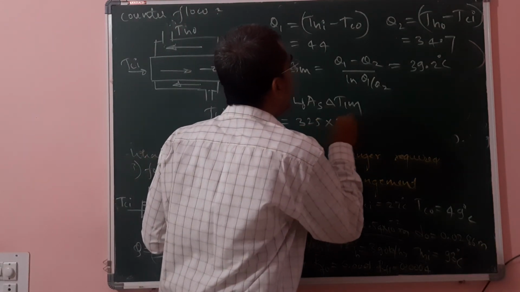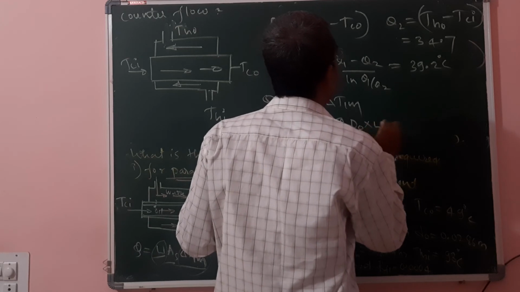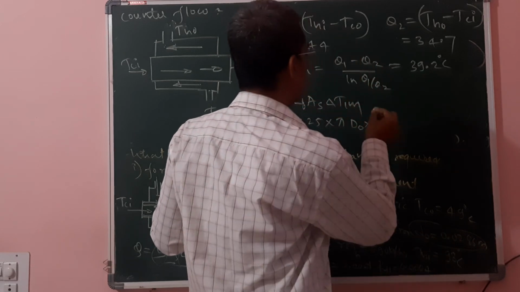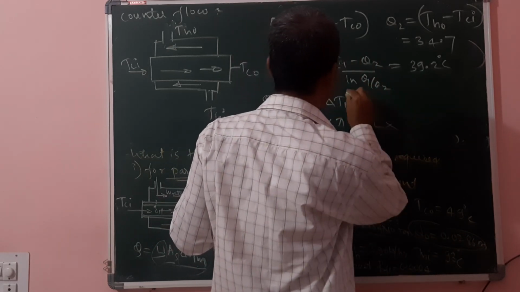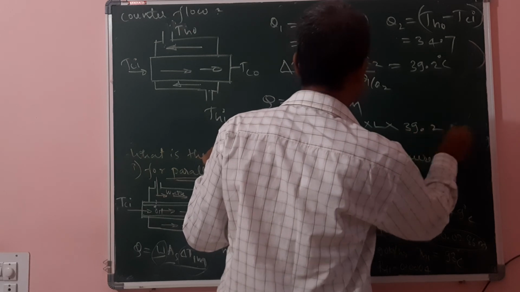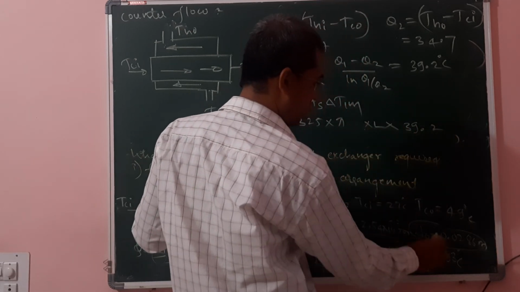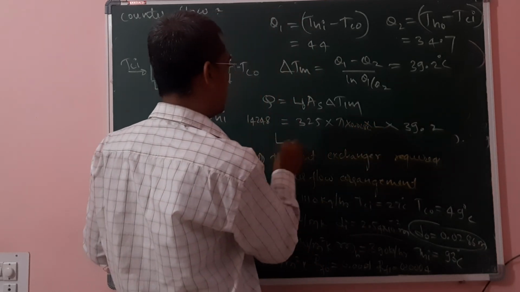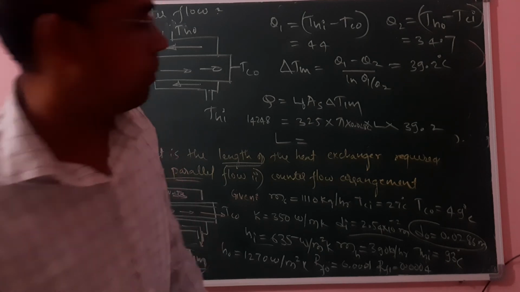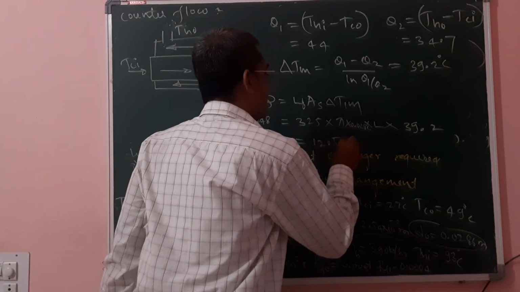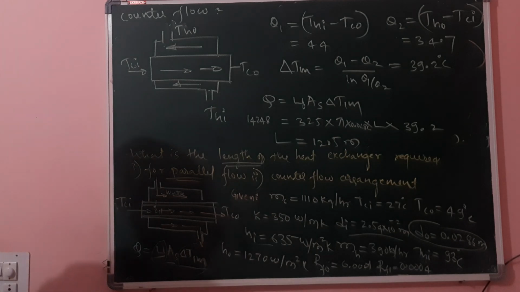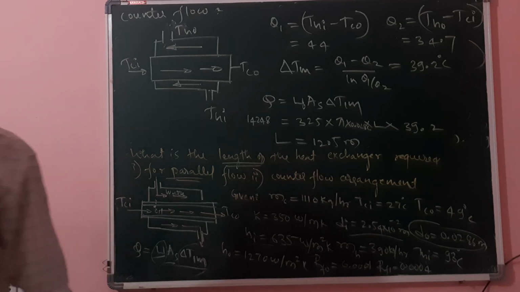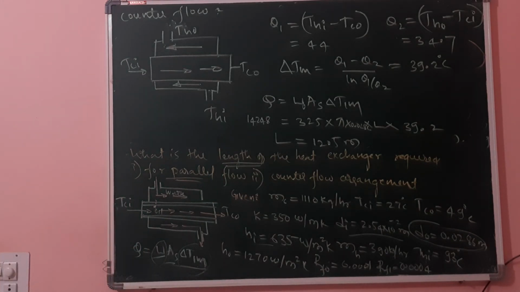AS is nothing but pi D naught into L, into 39.2. D naught is 0.0286. If you substitute here, you will get L as 12.5 meter. Means if it is a counter flow heat exchanger, then we need less length of pipe. That means the counter flow heat exchanger is more effective.